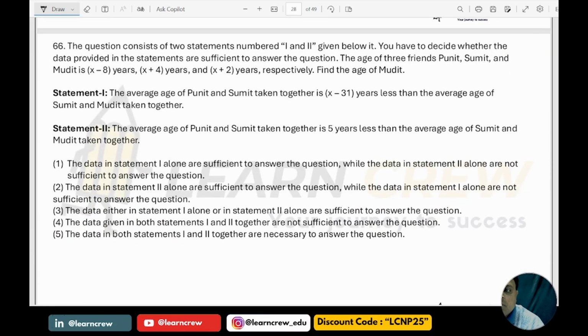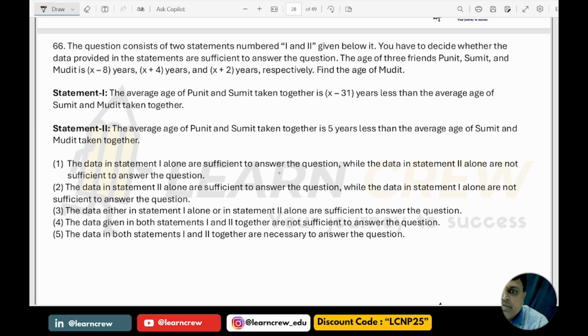Next, question number 66. Statements 1 and 2 are there. You have to decide whether the data provided in the statements are sufficient to answer the question. The ages of 3 friends P, S and M are x minus 8, x plus 4, x plus 2 respectively. Find the age of M. Statement 1: the average age of P and S taken together is x minus 31 years less than the average age of S and M together.